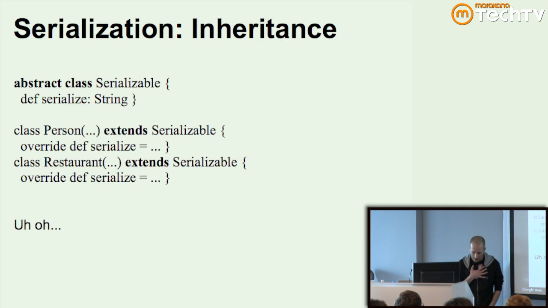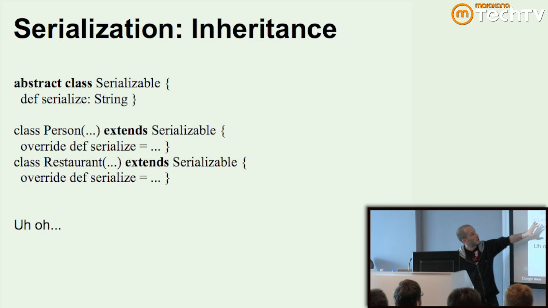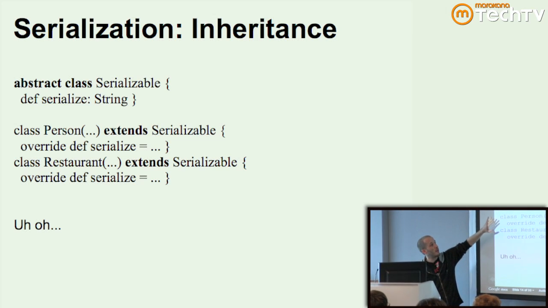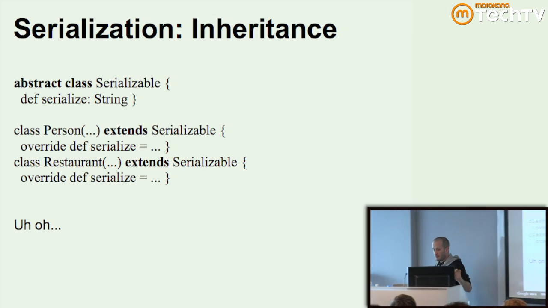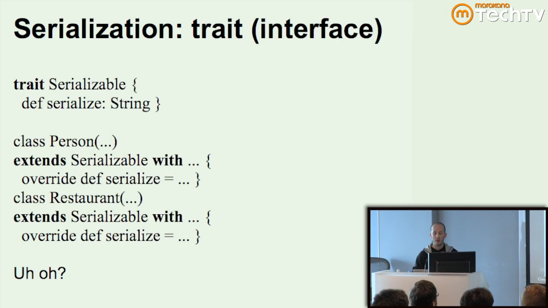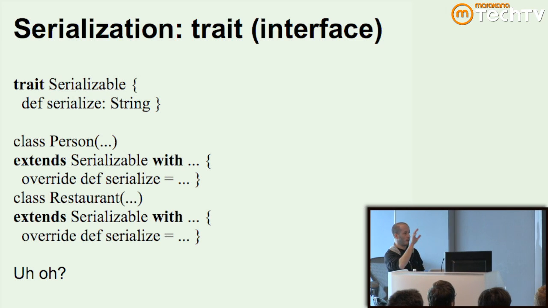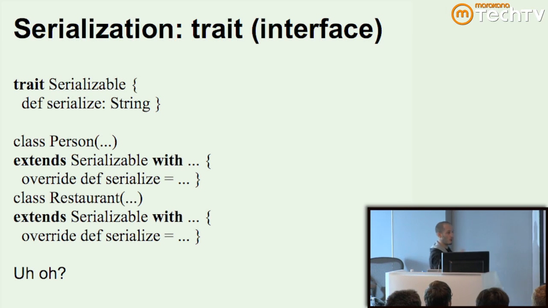But object orientation can help us. The standard OO way we would do this is to use inheritance, so that in our Person and Restaurant classes we extend a superclass and then override the abstract method in each subclass. So this works fine. There is a small problem here, which is that we can only have one superclass. But that's easy to fix. In Java, we would use an interface. In Scala, we use a trait. And now we can say extends Serializable with, and we can list other traits. So this now is the kind of standard object-oriented solution to this.